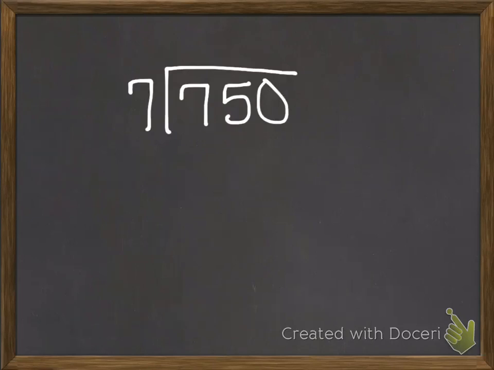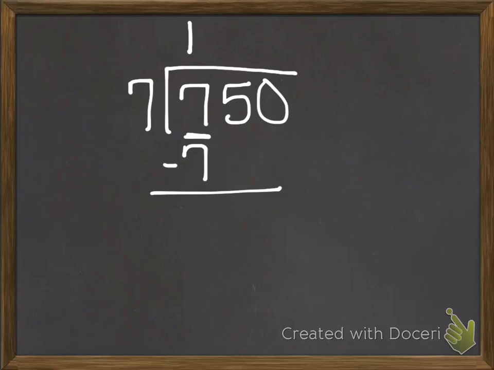This problem states 750 divided by 7. Remember that 750 is called the dividend and the 7 is your divisor. So right now I'm going to look at the first number in my dividend, which is a 7. So I look at that and say I have 7 apples. Can I put that into a group of 7? Yes. How many groups? You can get 1 because you guys know 7 times 1 is 7.